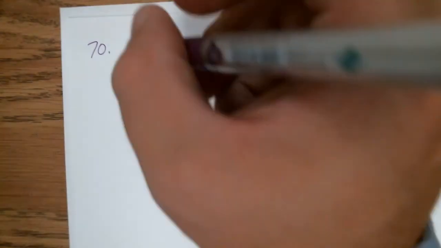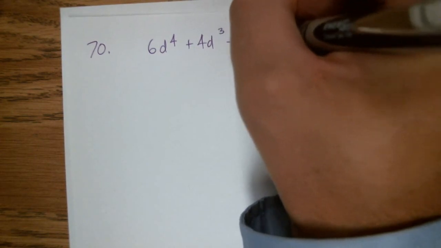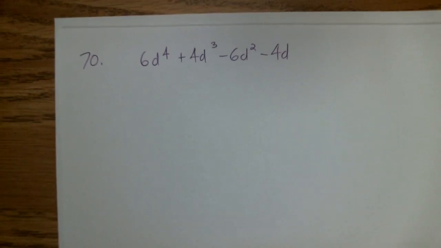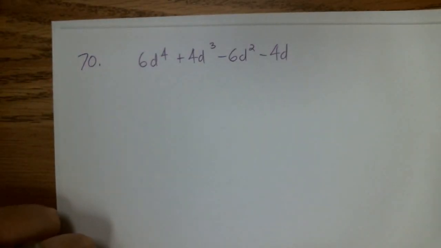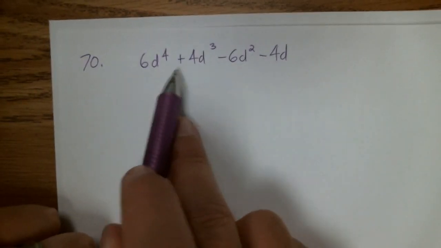Okay, last one here, guys. Number 70. Okay, so I have 6d to the fourth plus 4d cubed minus 6d squared minus 4d. So I see 4 terms, so you're probably thinking, okay, let's go straight to grouping. However, you got to remember, I always want to see if I can pull out a GCF. The first thing I notice is that all of these guys have a d.